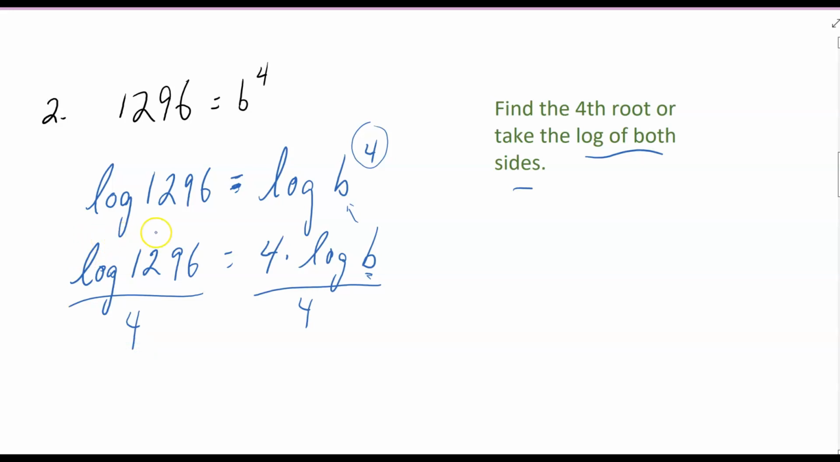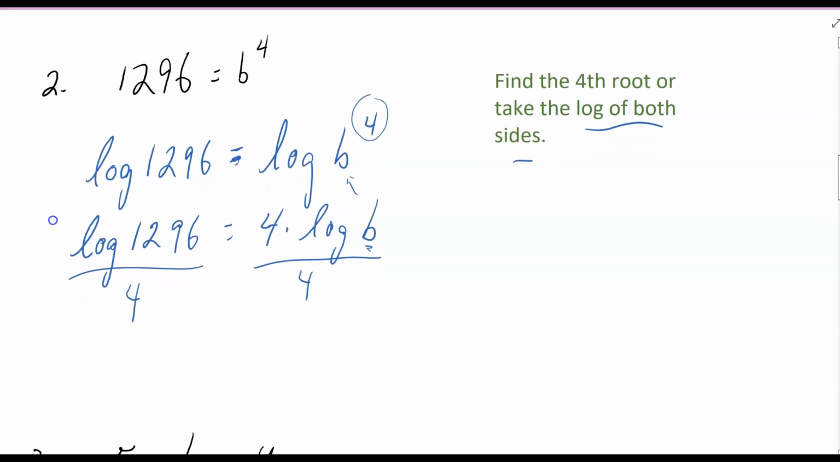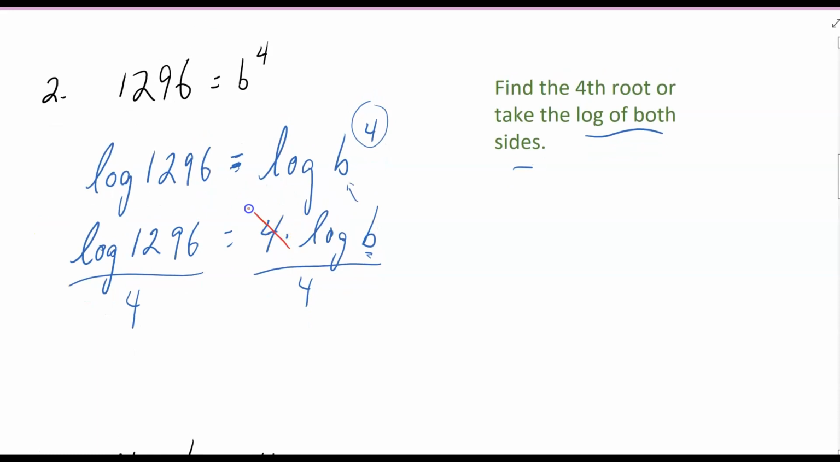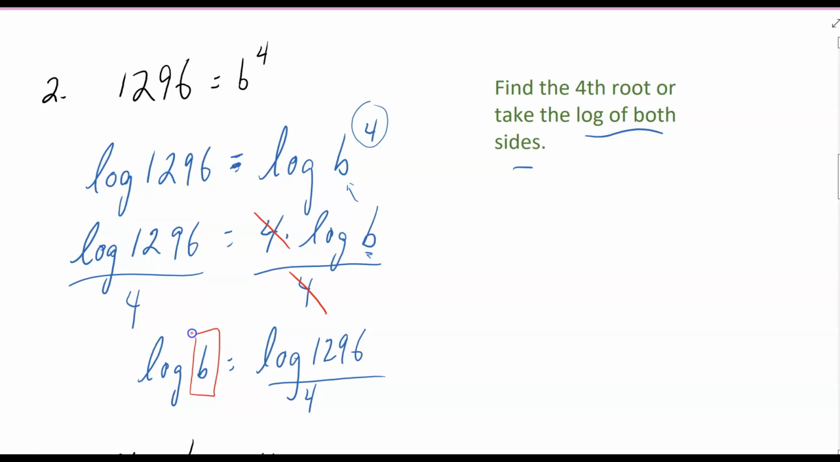And I'm not going to actually put this number on the left into my calculator just yet, because keeping it in this form is much more accurate. It might have a whole load of decimal places to it, so I find it easier to just keep it in this form. So let's see, this cancels here, and we get that log b equals log 1296 all divided by 4.